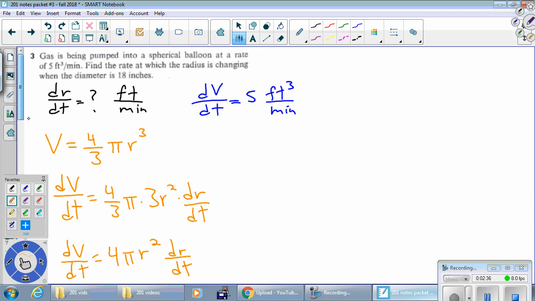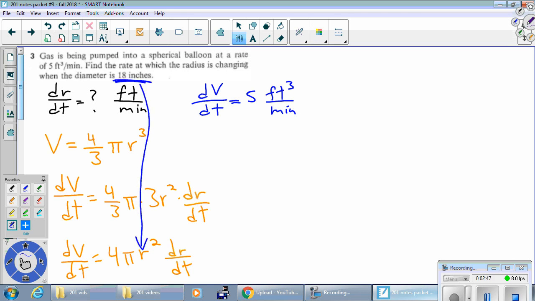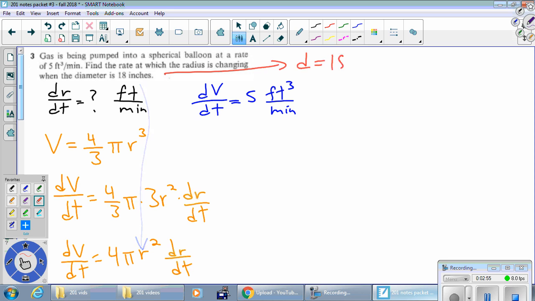Okay, and what we're trying to do is plug in. We know that dV/dt is 5, and it says that the diameter is 18 when we're fixing this balloon at one moment in time. But right here, I'm trying to plug in a radius. So two things to be aware of. This is telling me the diameter is 18 inches, but we said we were going to go into feet, and so that's 1.5 feet. But in our bottom equation, we've got an r, not a d, and so therefore the radius at this one moment in time is 0.75 feet, half of the 1.5 feet. So that's what we're going to be plugging in.